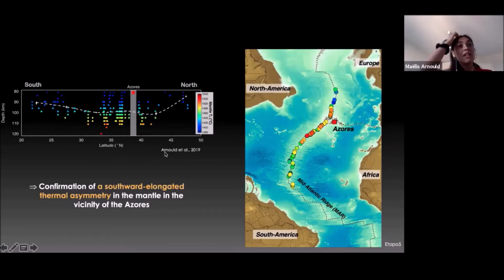And so this confirms the existence of a southward elongated thermal anomaly beneath the Mid-Atlantic ridge in the vicinity of the Azores mantle plume. In terms of length, this would extend over 1,000 kilometers north of the Azores and 2,500 kilometers south of the Azores. And the question we then asked was, what is the origin of the asymmetry that we could see here, which is probably linked to a mantle plume, ridge and plate interaction process.